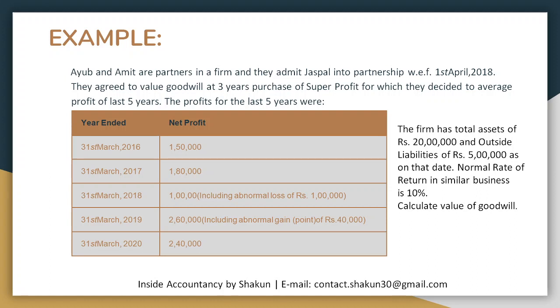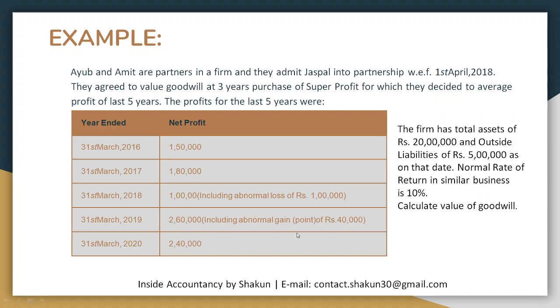Now, if you notice, next to the net profit, certain adjustments are also given. Under 31st March 2018, the profit was 1 lakh, including abnormal loss of 1 lakh. And in 2019, the profit is 2,60,000, including abnormal gain of rupees 40,000. The firm has total assets of 20 lakh and outside liabilities of 5 lakh as on that date. The normal rate of return is given in the question as 10%.